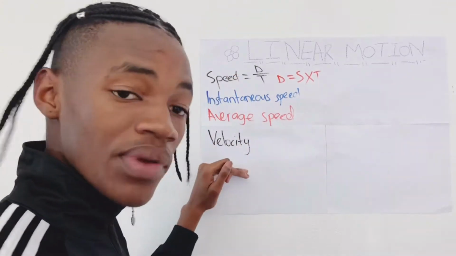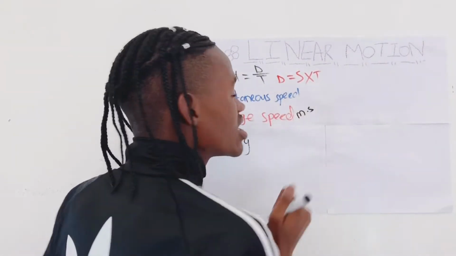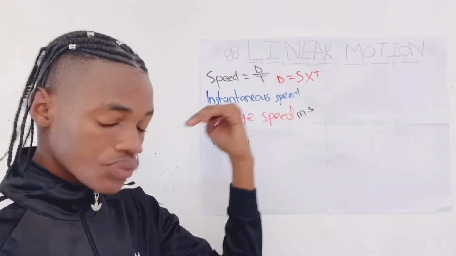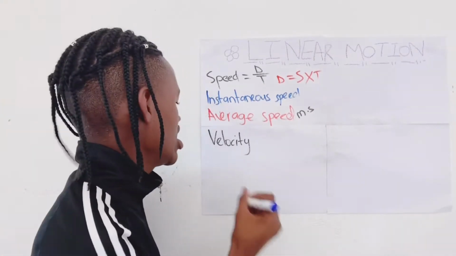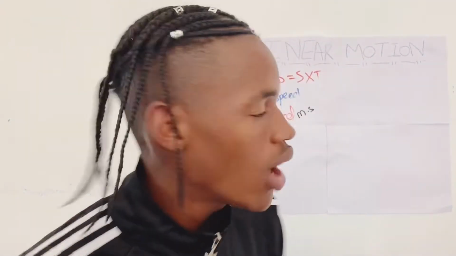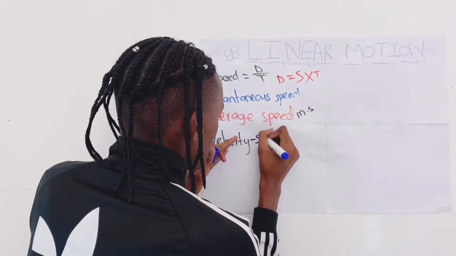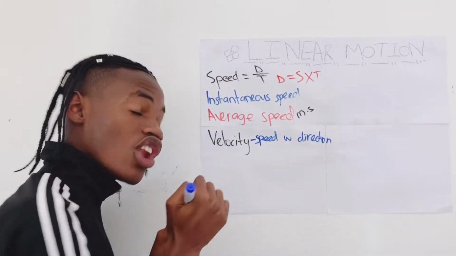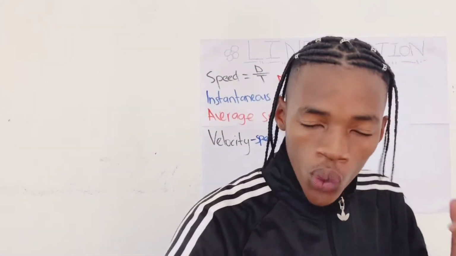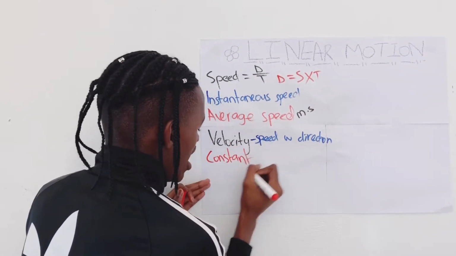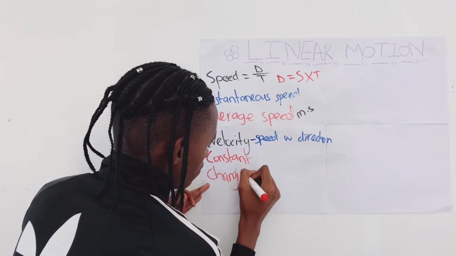So velocity and speed have the same unit of measurement, which is meters per second, or kilometers per hour. So it puts together your distance and your time. And then velocity is your speed, but with direction. So now velocity is speed with direction. We can have constant velocity and changing velocity, right?